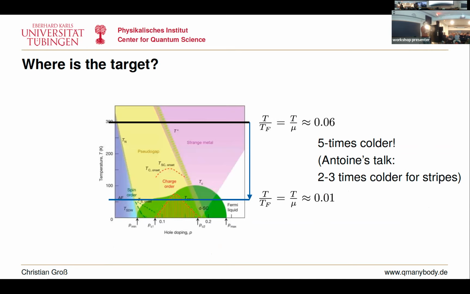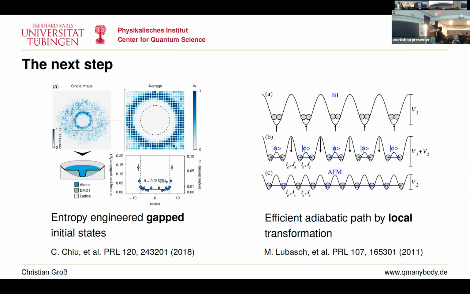So we talked here already a lot about the target. We are at this 0.06 T over TF. If I just take this diagram, and actually this is the true reason why I have this diagram on the slide here, because I have some temperatures of some solid state stuff that I have no clue about, but this diagram sizes me. If I want to go down here, I need something like a factor of 5. And actually Antoine now told us stripes are actually 2 to 3, right? So just maybe the interesting region might be even only a factor of 2 away. So that's the target. It's not infinitely far away. And actually, I'm optimistic and very likely even existing machines can reach this target.